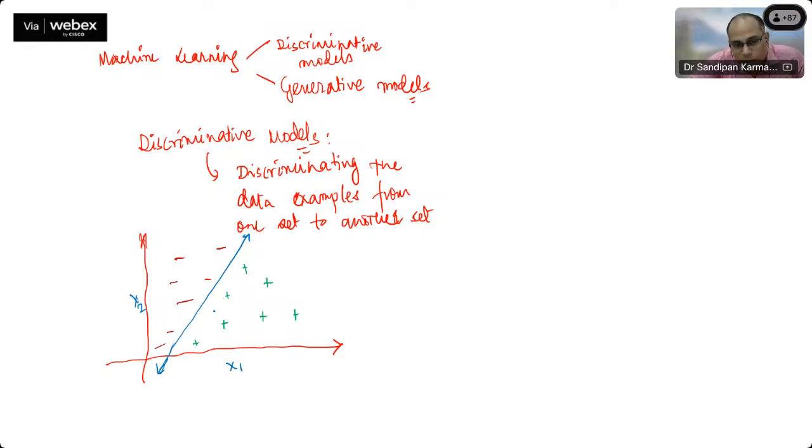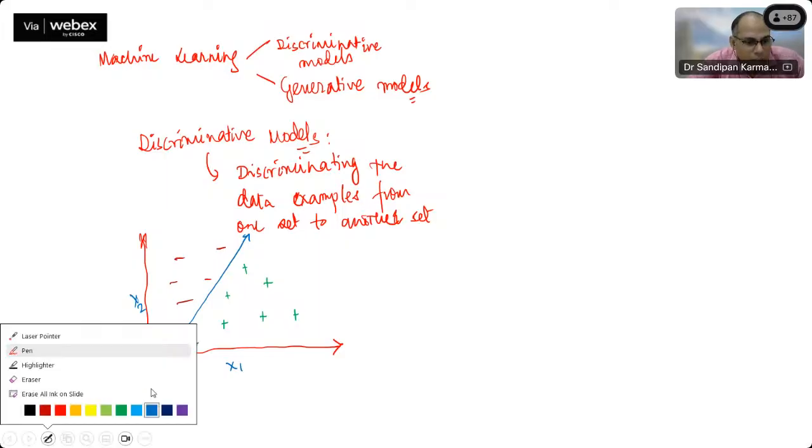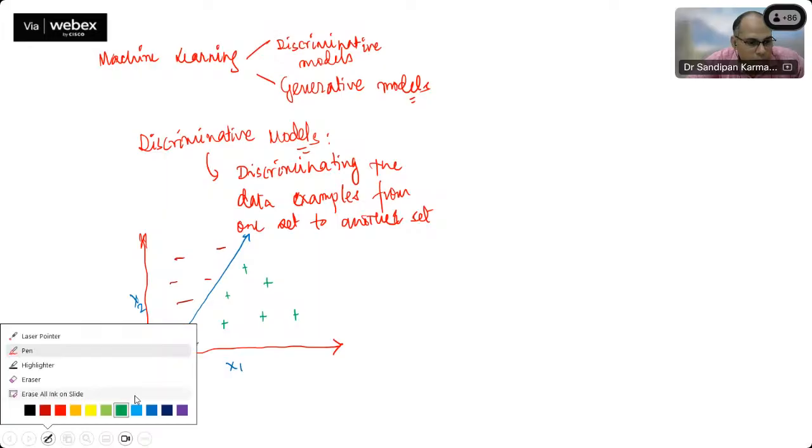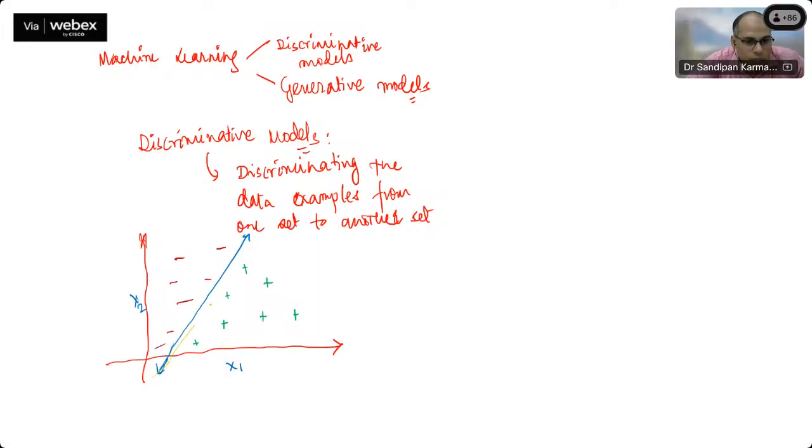Now in support vector machine, it goes one step ahead. It creates the maximum margin possible along with this discrimination. Is this the best boundary? Somebody will tell, no, this is not the best boundary. The best boundary is suppose this one, or this one.